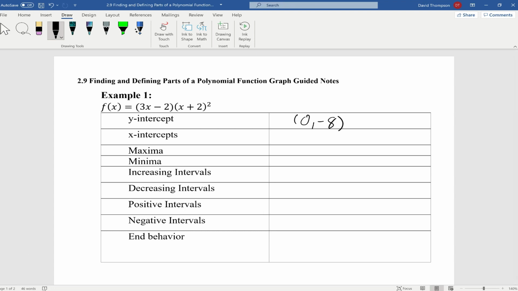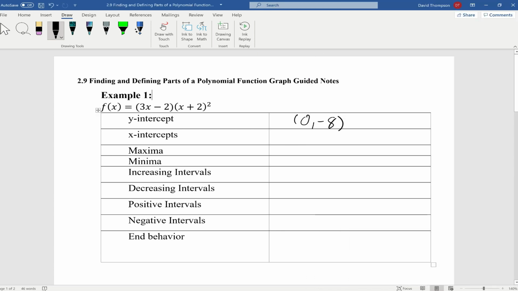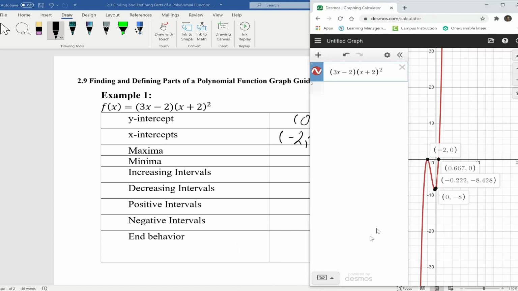Okay, let's go back to our graph. Now at the x-intercepts, we have one at -2, 0, and the other one is going to be at 0.667, 0, so we'll write those in. So -2, 0, and 0.667, 0, which the decimal's fine, or you can just convert that to 2/3, but we'll just leave it in decimal form. Okay, next thing we want is our maxima. So we have a maxima at -2, 0.